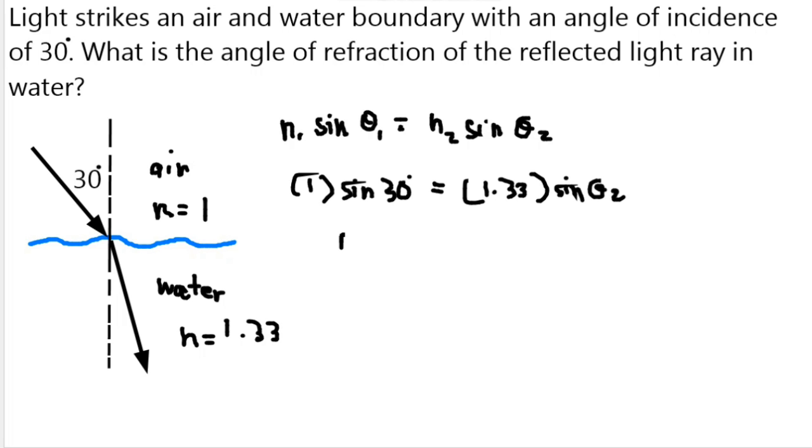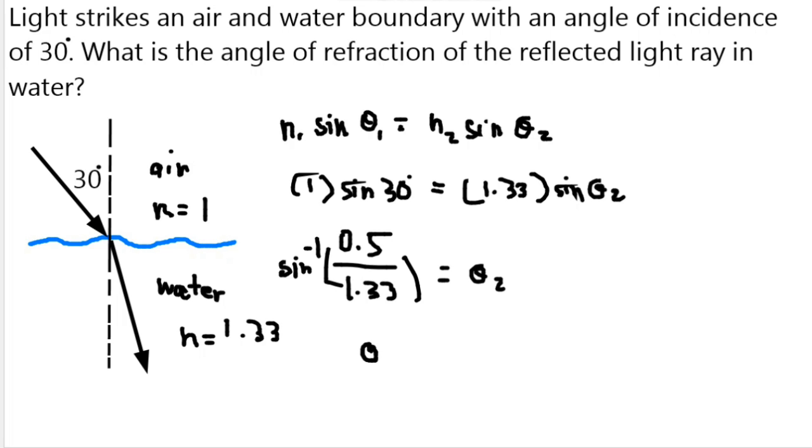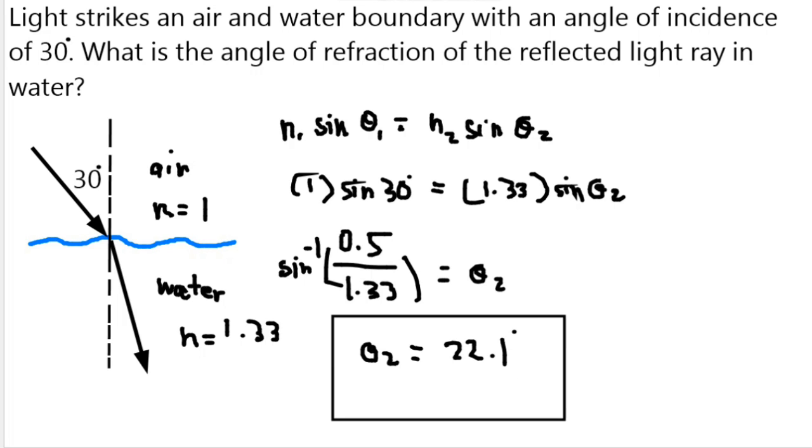So in order to calculate theta 2, we can just manipulate this equation a little, and we're going to take its arc sine, and we get theta 2. So now using our calculator, the angle of refraction of this light ray in water is going to be 22.1 degrees.